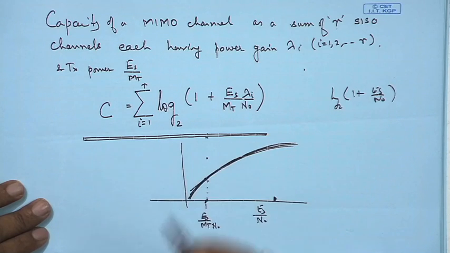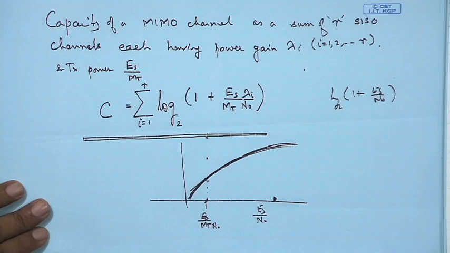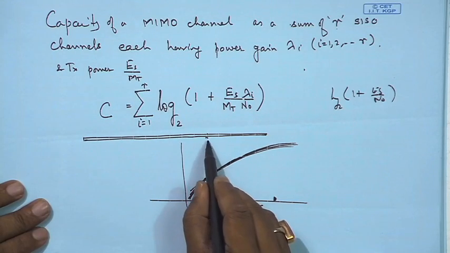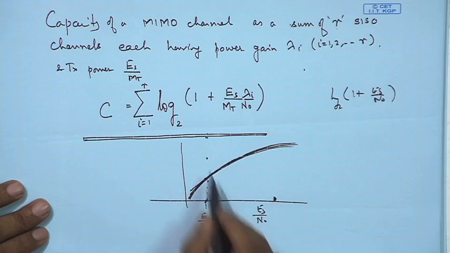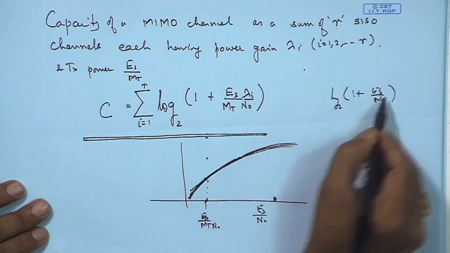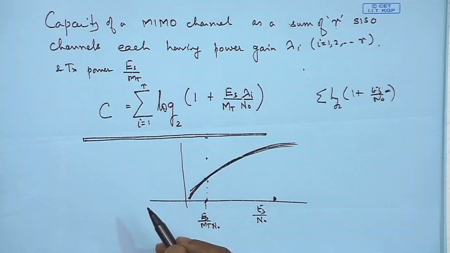So there is significant improvement in capacity, and basically there is some kind of linear increase in capacity that you can say. And as you increase Es upon n naught, it's not simply logarithmic growth. Along with that there is a summation, which basically describes that there is a linear growth in capacity for such systems.